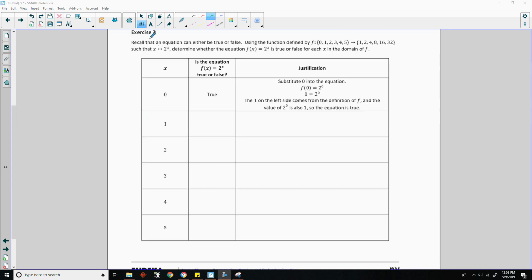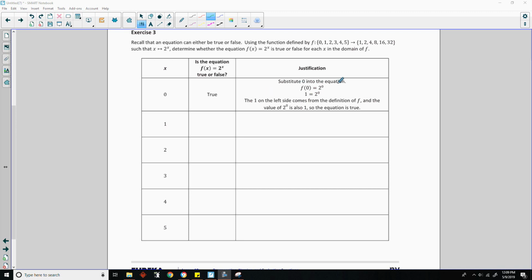Okay, exercise 3. Recall that an equation can be either true or false using the function defined by f being the set 0, 1, 2, 3, 4, 5 mapped to 1, 2, 4, 8, 16, 32, such that x is getting mapped to 2 to the power of x. Determine whether the equation f of x equals 2 to the x is true or false for each x in the domain of f. Okay, so is the equation f of x equal to 2 to the x true or false? If I take 0, they did the first one for us.